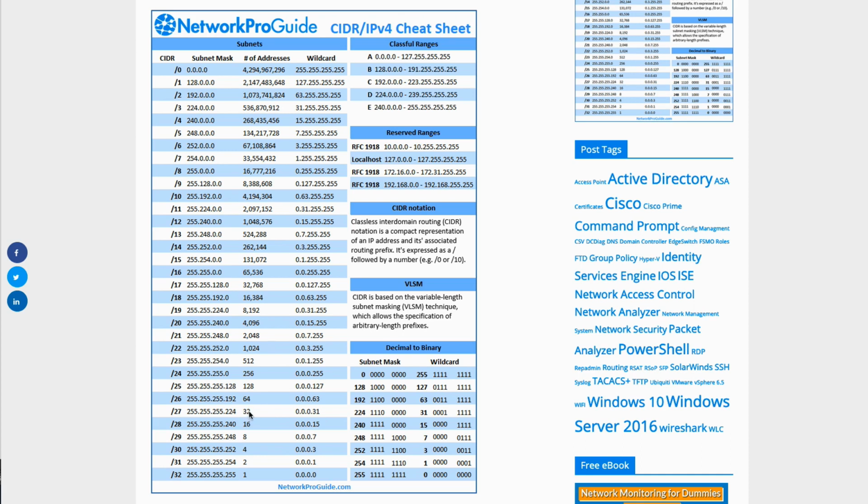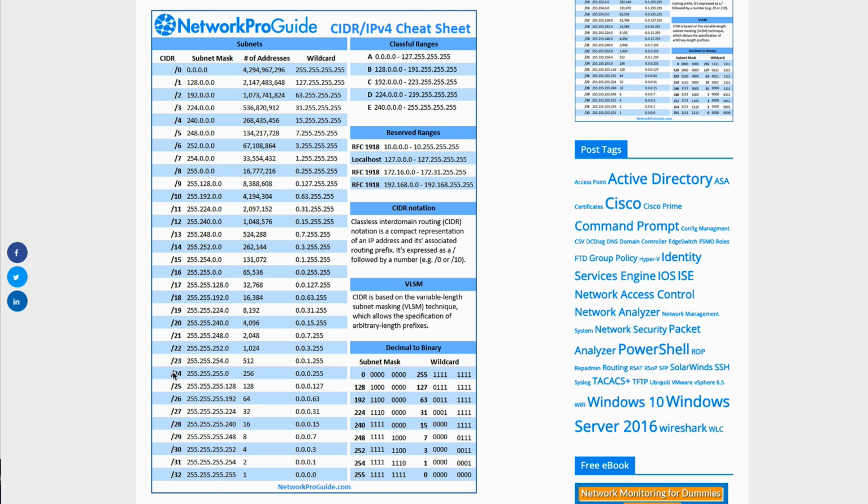Well, you replace the starting 32 with your number. In this case, you flip it, so 2 to the 27th, because I want to break it into /27s, minus 24, which is my larger volume, would give me 2 to the 3rd power, so I could break that into 8 subnets.